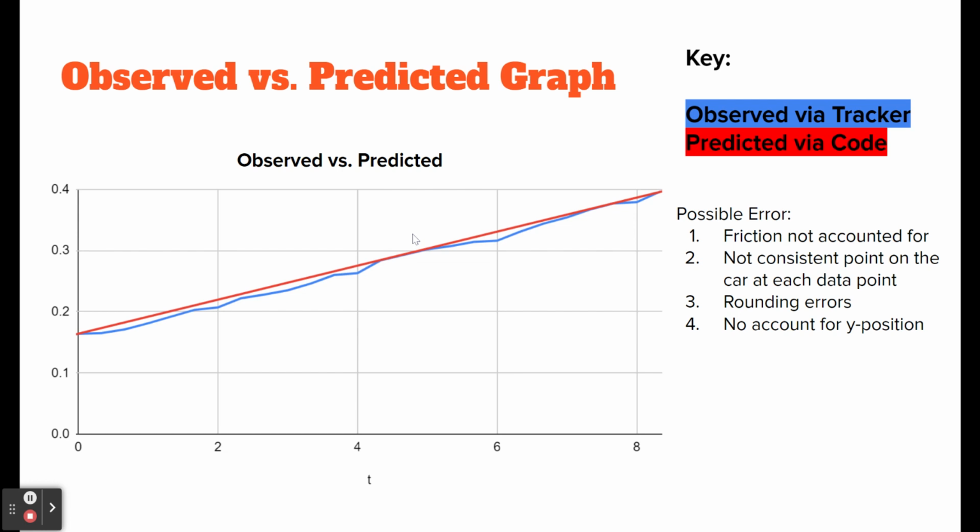As you can see, the red is all the data that the computational model spit out. And as you can see, it's very linear, obviously, because it's from a code. Whereas the blue is what was observed via tracker. So therefore, there's much more variability due to a few reasons. One, the friction was not accounted for. Two, there wasn't a very consistent point on the car that I could use. I tried being as consistent as possible, obviously. However, that's room for human error. Three, there's rounding errors as far as recording the distance. And four, there's no account for the Y position, so that can change the overall position of the car.